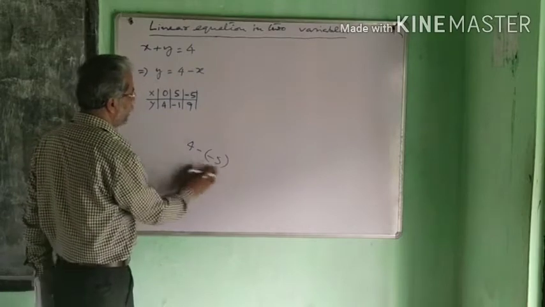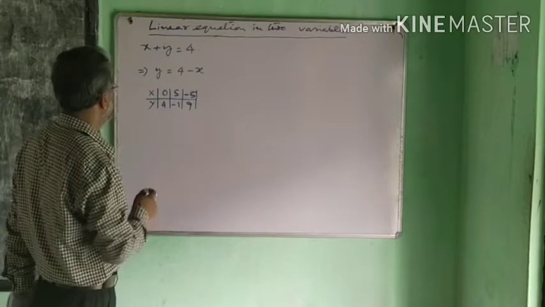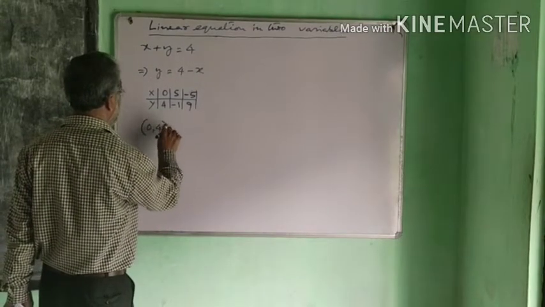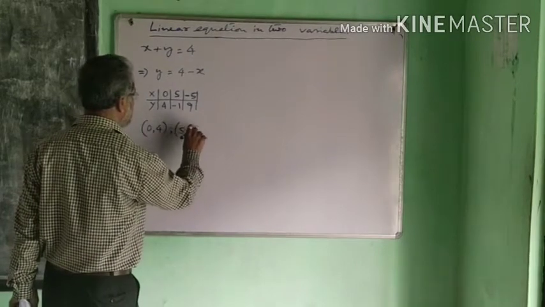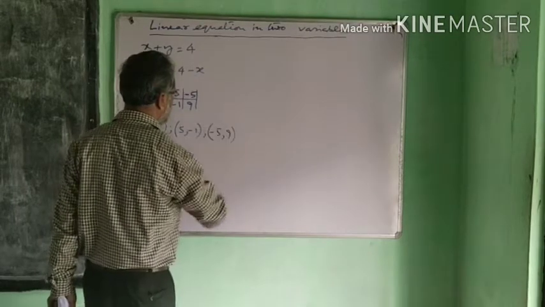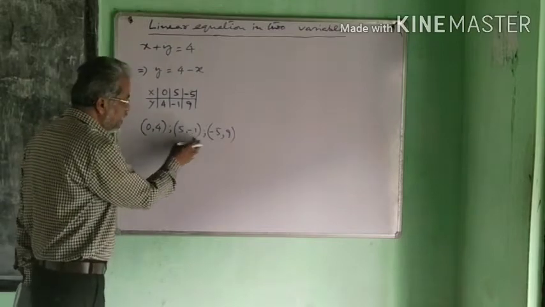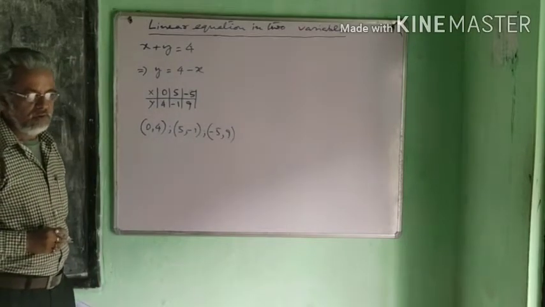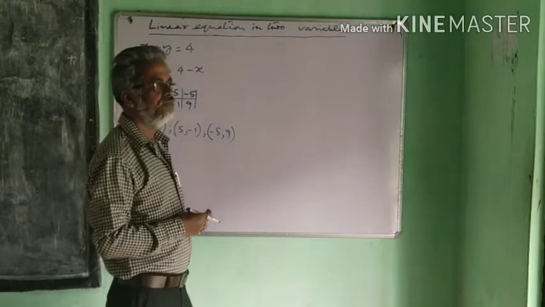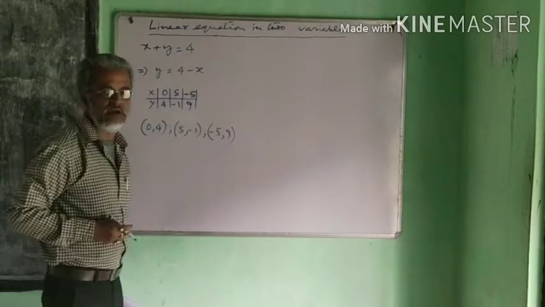Thus we have obtained 3 coordinates. The 3 coordinates are 0, 4; 5, minus 1; and minus 5, 9. Now if we plot these points on a coordinate plane, we will get a straight line.